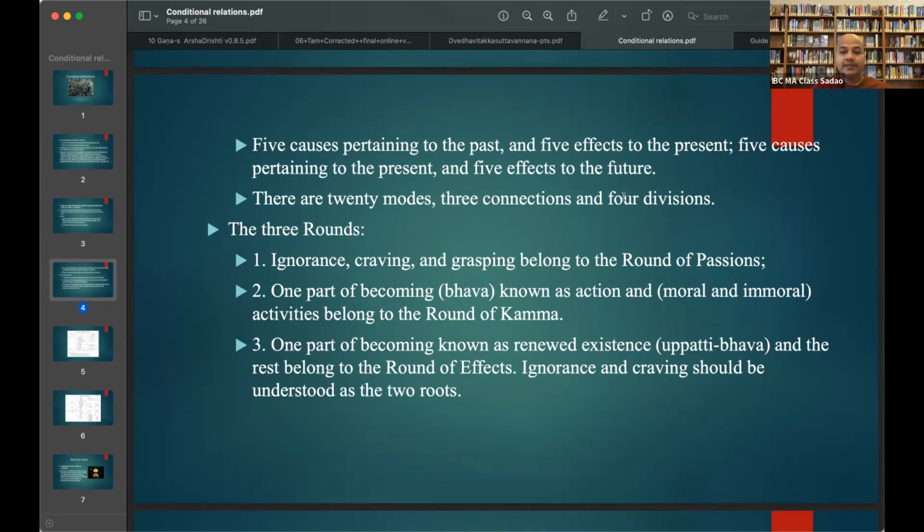Four divisions you can see actually in terms of past cause to present effect, and then present effect to present cause, and then from present cause to future effect.